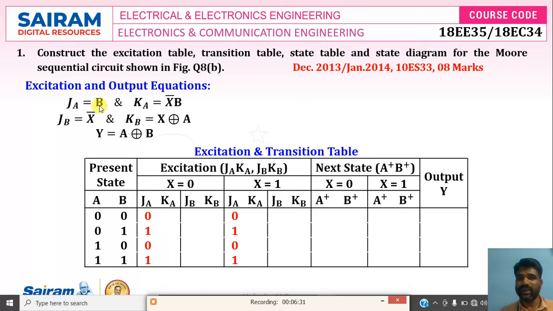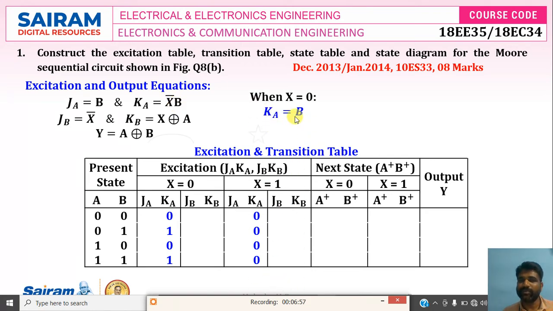See, JA is equal to B irrespective of input X and the other present state A. So JA is equal to B. B is 0 1 0 1, here 0 1 0 1, here 0 1 0 1. And KA: when X is equal to 0, X bar is 1, that means B. So K is the same as B, 0 1 0 1. When x is equal to 1, it becomes 0. K is all 0. Clear na?